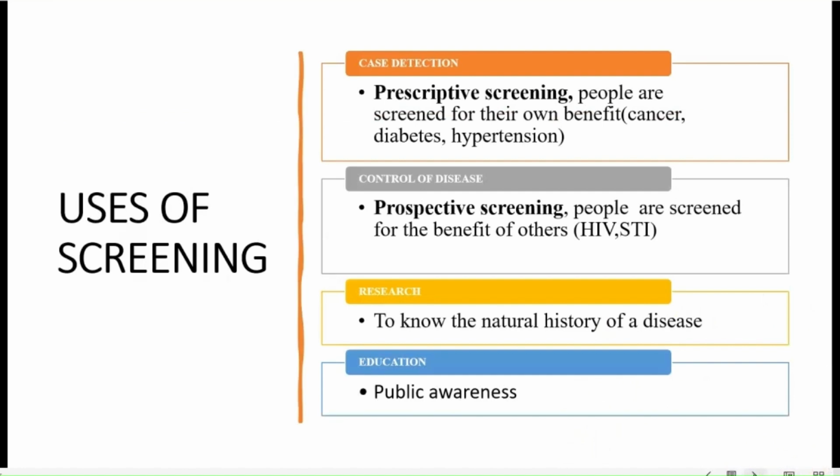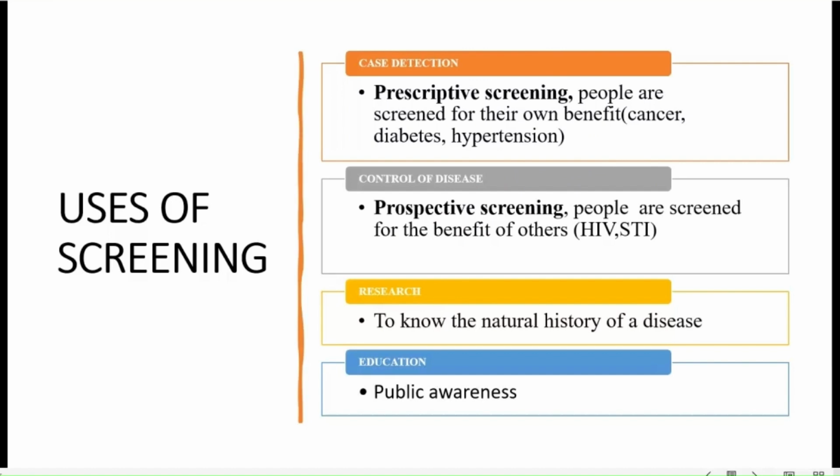Now what are the uses of screening? So screening is used for case detection, as we have seen till now. When people are screened for their own benefit, like in diseases such as cancers, diabetes, hypertension, it is known as prescriptive screening. Sometimes people are screened for the benefit of others, and it is being used for the control of disease. Examples are HIV, STI. So it is known as prospective screening.